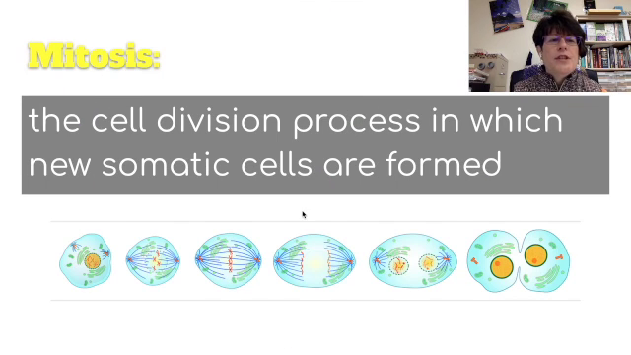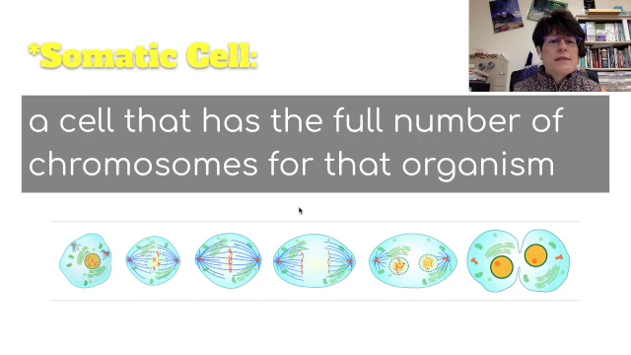Now, the first type of cell division I want to talk about is mitosis, the cell division process in which new somatic cells are formed. What is a somatic cell? A somatic cell is a cell that has the full number of chromosomes for that organism. So most cells in your body are somatic cells, okay, because they contain the full number of chromosomes. And for humans, that is 46. Okay, 23 pairs for a total of 46 chromosomes. Because remember, you get one set of chromosomes from each parent, so they pair up.